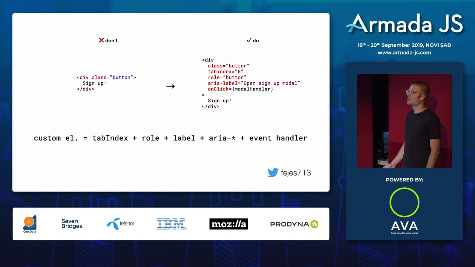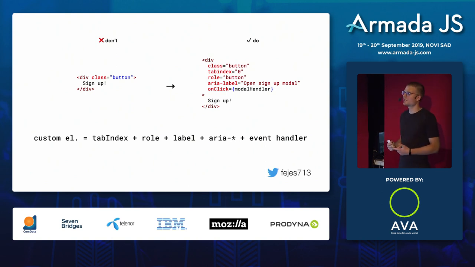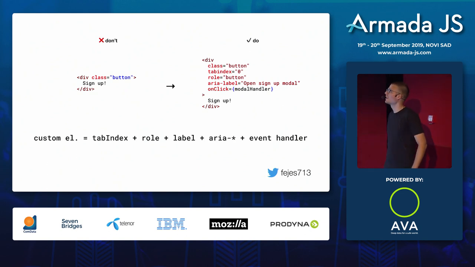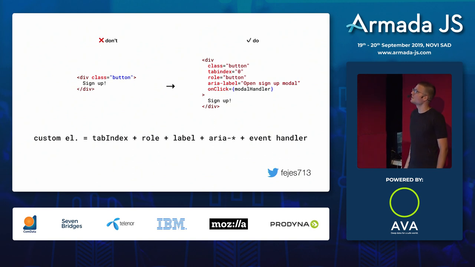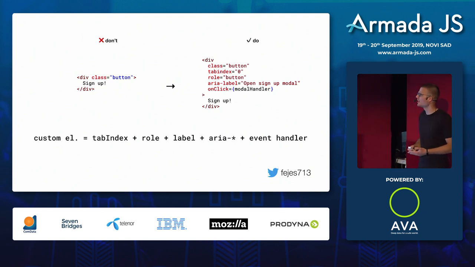Most people, when they don't want to use the default HTML button, use a div and attach some event listener to it and then they are done. But in this case, it's not focusable, and people with disabilities cannot interact with it if they're using just the keyboard. On my right-hand side, there is an example of a really well implemented button. You would need to have tab index in order to select it. It would have a role of button and a label to go along with that role, and there is an event handler for it. So if you want to have a custom element, you need to have tab index, role, label, some other aria attributes that we are going to see in a minute, and also an event handler.